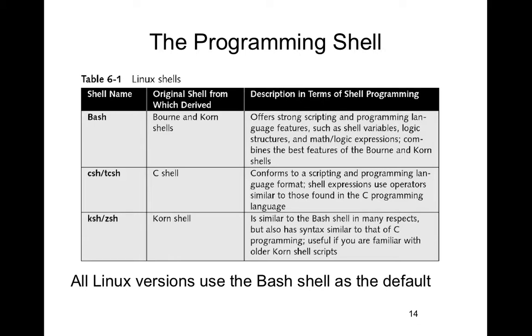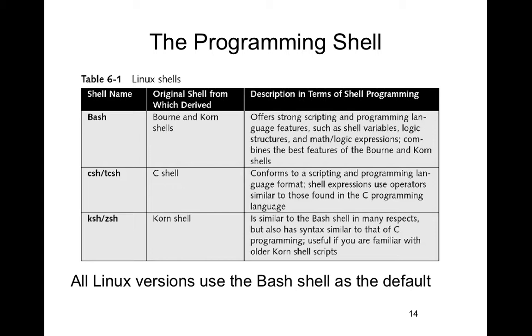So the programming shell. We have programming shells, and then we have shells. The programming shells, for example, CSH or TCSH, conform to scripting and programming languages. Formats the shell as an extension, use of operators similar to those in the C programming language. It's not C like GCC, but it uses C. Let's see. We got Korn shell, KSH, similar to bash shell, but also contains some C programming stuff. Also has scripting, different scripting commands. Bash, offering scripting and programming language features, variables, stuff like that.